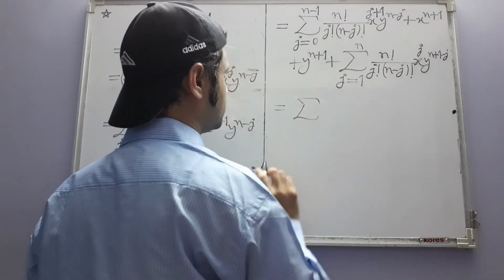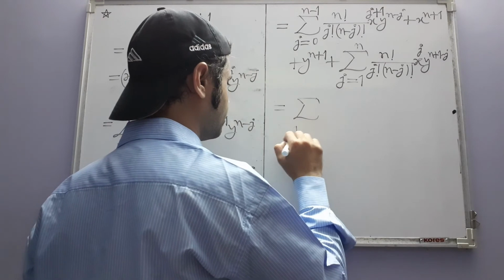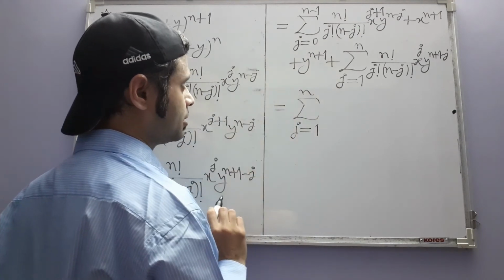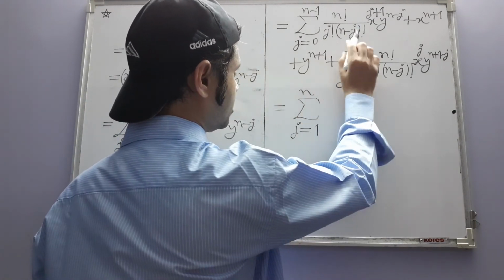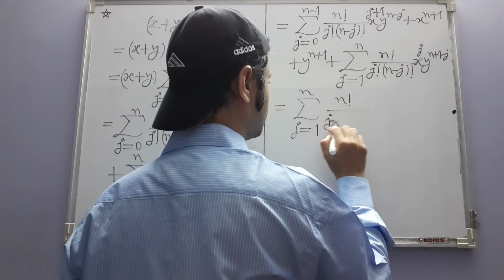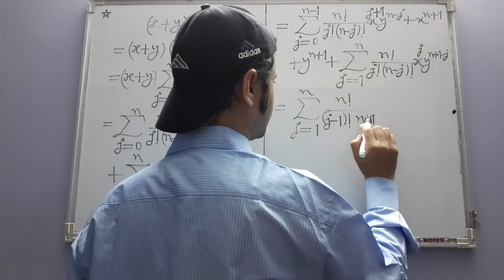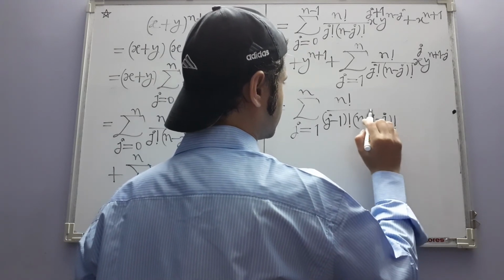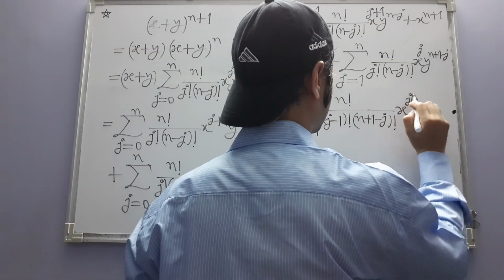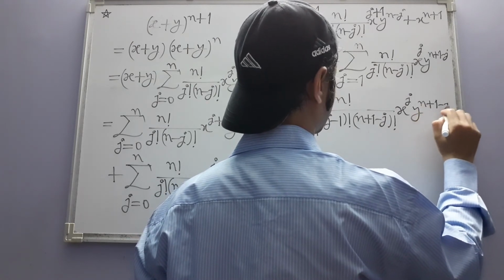And what is the change? Here the change is adding 1 to the limits. Let us do that first. It was n plus 1, now it becomes n, and subtracting 1 from the j's, n factorial over j minus 1 factorial. Here if we subtract 1 we get n plus 1 minus j factorial. Here if you subtract 1, j minus 1 plus 1 becomes j, and this one is y to the power n plus 1 minus j.